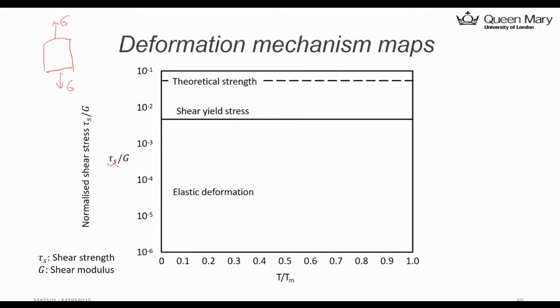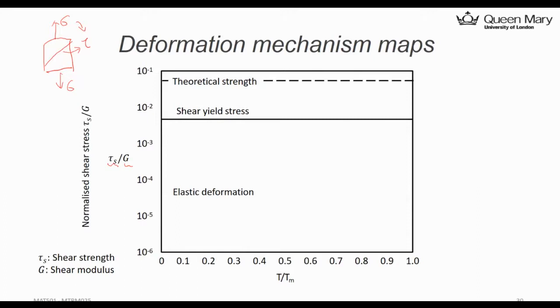uniaxial stress, but actually you will generate a shear stress at 45 degrees. That gives you the maximum shear stress. So you can quantify them or relate your uniaxial normal stress to the shear stress, because the shear stress is basically governing the plastic deformation of the material, especially metal. So to quantify that, we normalize that shear stress against shear modulus.